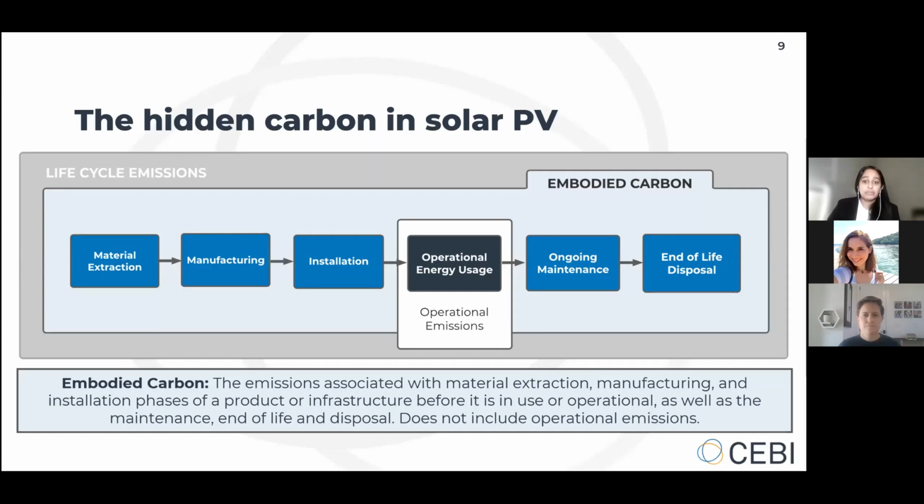The operational emissions, again, what we commonly think about for energy production, are negligible for solar. In contrast, 98% of life cycle emissions from coal-based energy production comes from operational emissions. The hidden emissions in solar PV are everything else, and we refer to that as embodied carbon, so everything in light blue.